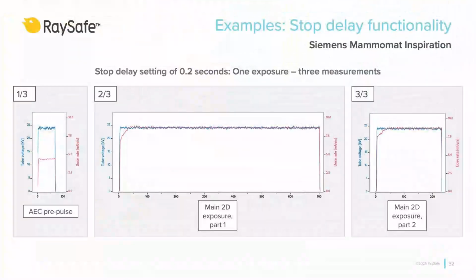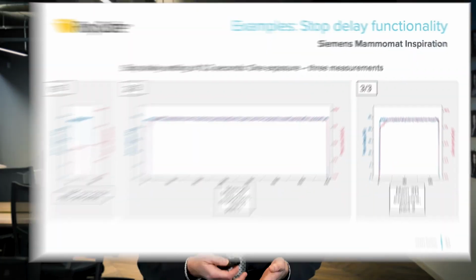If you use a short stop delay, the screening will be divided into 3 separate measurements. It's harder to understand the behavior of the machine, but it makes it easier to investigate certain parts of the screening. The RaySafe X2 is faster than other instruments, and it's able to capture a new measurement immediately after the previous.